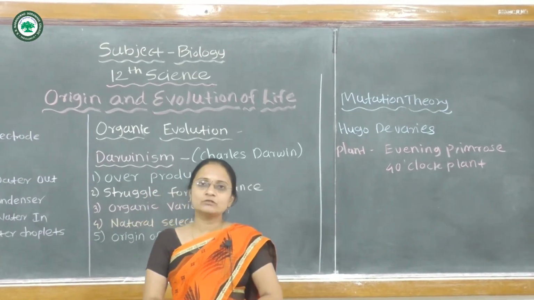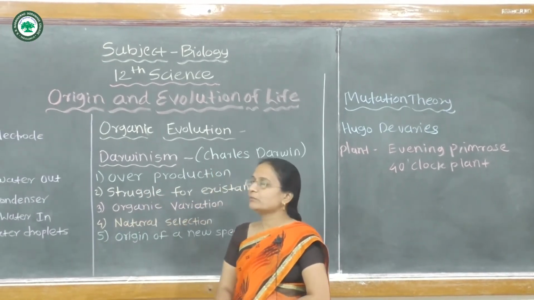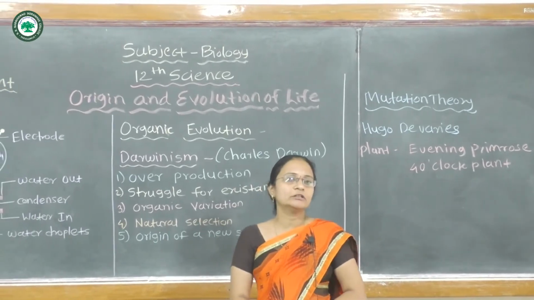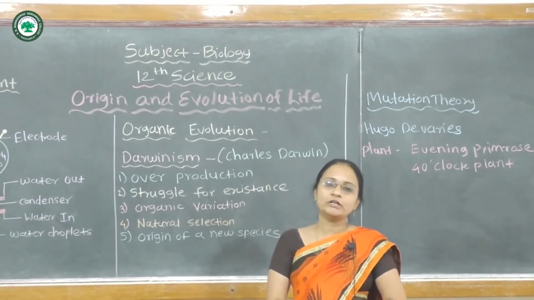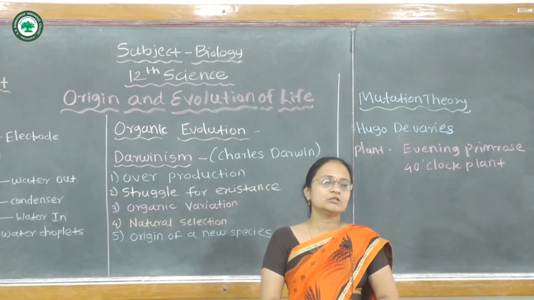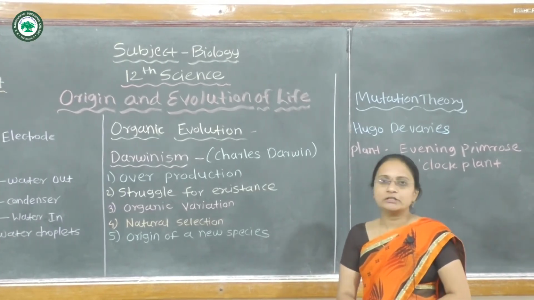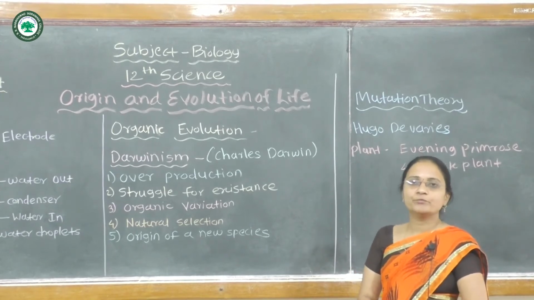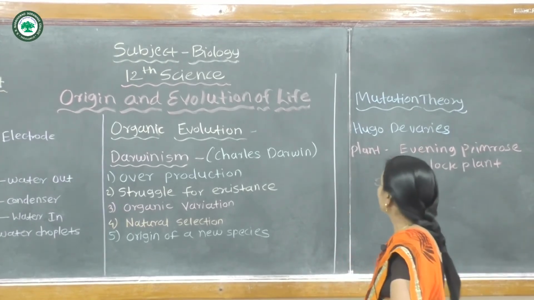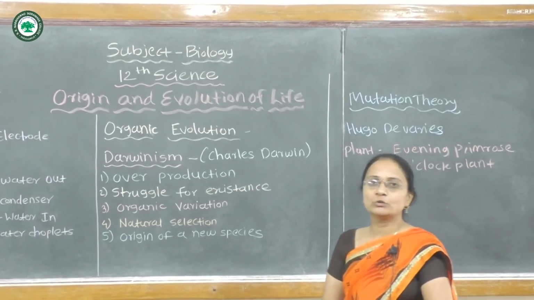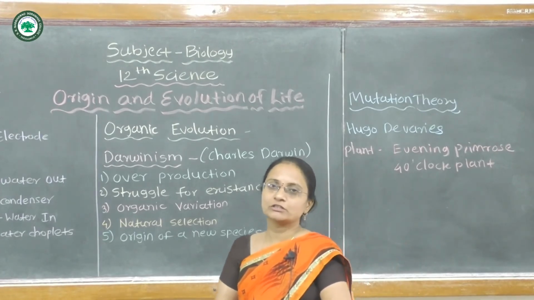In this way we have seen Urey and Miller's experiment, and how the chemical theory of evolution can be proved in the laboratory using it. After that, Darwin's postulates, the drawbacks of Darwin's theory, and the mutation theory proposed by Hugo de Vries and its objections also. Thank you.